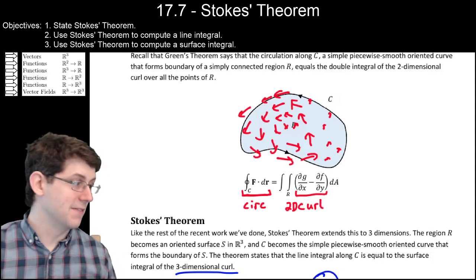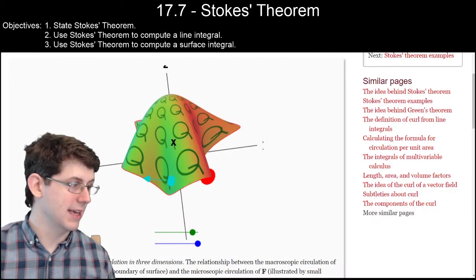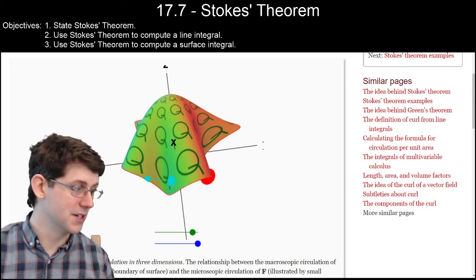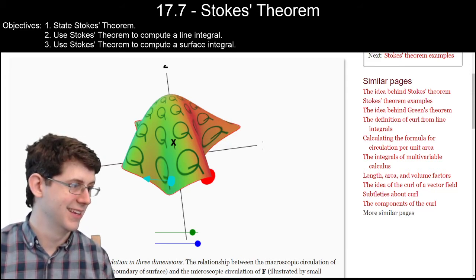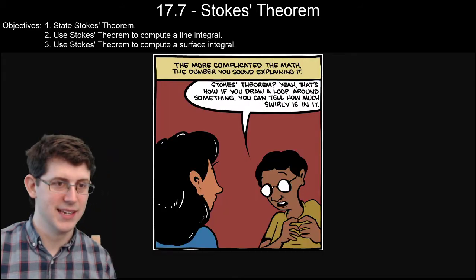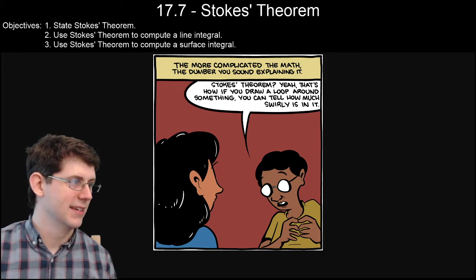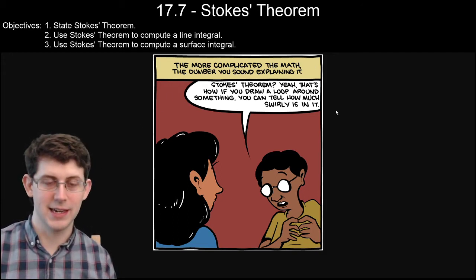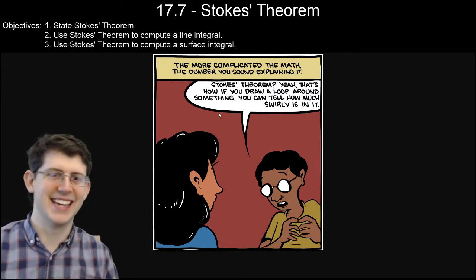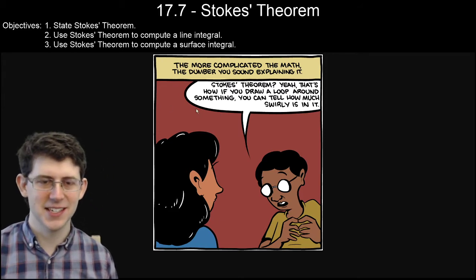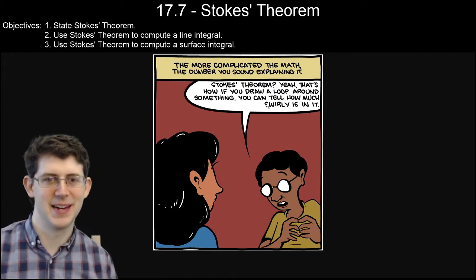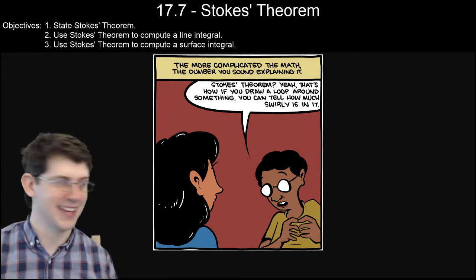I don't know if you remember, but at the very beginning of the class, there was a comic on the front page of the D2L page. And it was this one. And I love this comic. It says, "The more complicated the math, the dumber you sound explaining it." Stokes' theorem? Yeah, that's how if you draw a loop around something, you can tell how much swirly is inside it. So the circulation is equal to the integral of the curl. We can do a little better than this, but it does sound kind of ridiculous, and I like it.